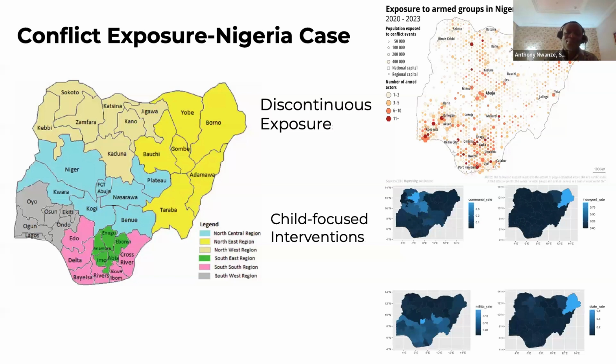So I'll be explaining the use of the conflict exposure measure, and I'll be zeroing in on Nigeria. I'll be talking about the discontinued exposure and also the child-focused intervention. You know, exposure to conflict is not uniform. Even in Nigeria, we have 6 geopolitical zones, and you find out that this conflict is not uniform, even within regions facing similar issues, revealing complex layers of impact on the affected population.